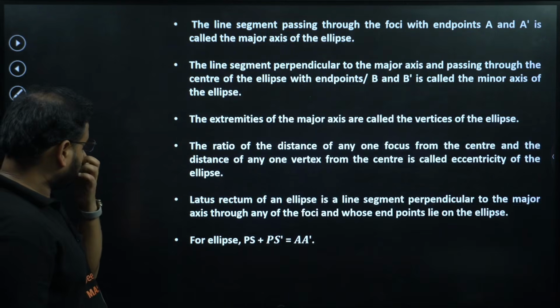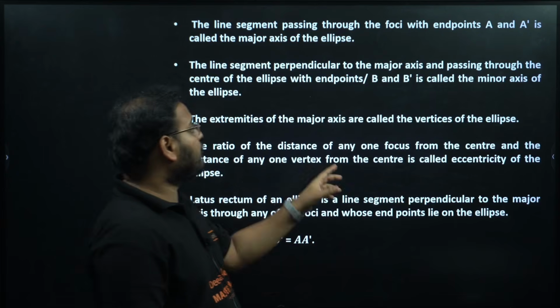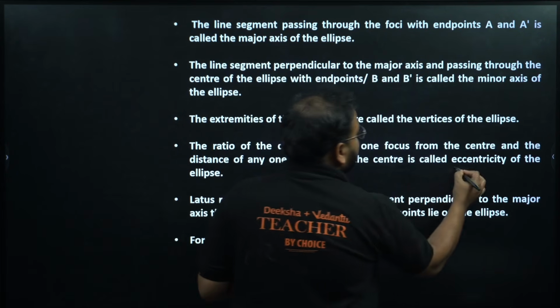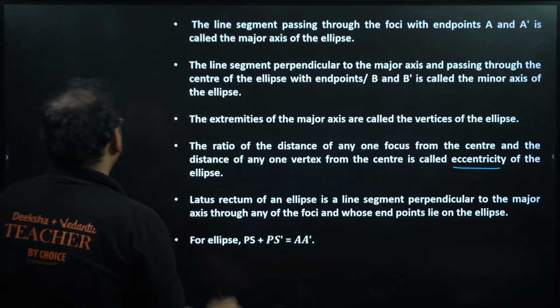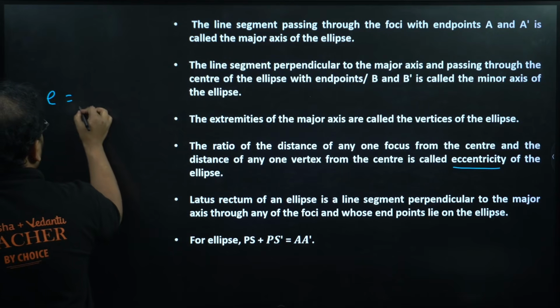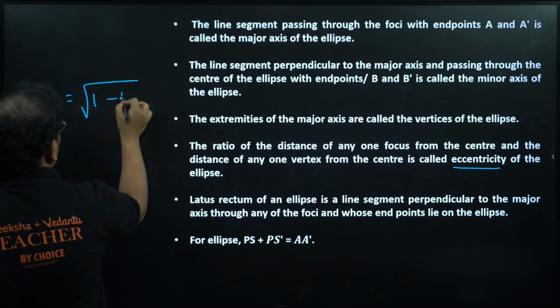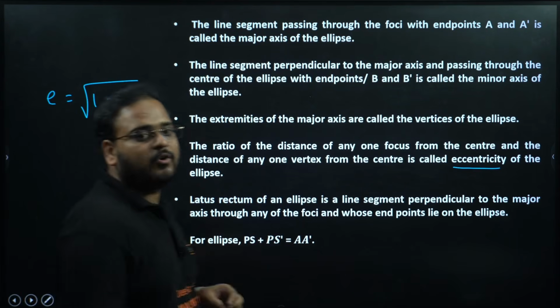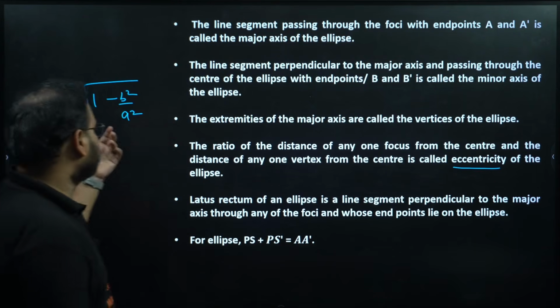The ratio of the distance of any one focus from the center and the distance of any one vertex from the center is called eccentricity. And what is the formula for this value? This is the formula. The root of 1 minus b square upon a square is called eccentricity E.